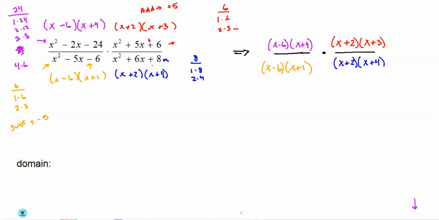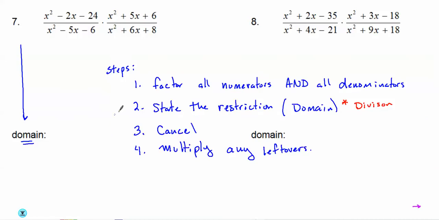All right, so now we've factored. This is step number 1. We're over here now, right? Step number 1, we're done. Now what we want to do next, remember, going back and looking, step number 2, right here, we state the restriction before we do any canceling.